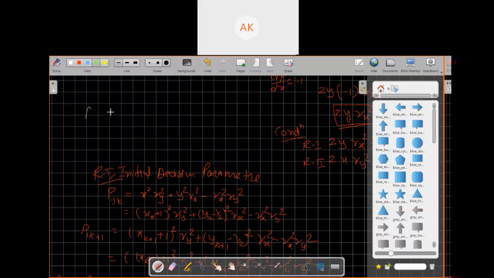What is the formula of a circle when your center is the origin? X square plus y square minus r square is equal to 0. This is the equation of a circle. So when we calculate the initial decision parameter pk, we put the value x square plus y square minus r square. So why am I writing this as the initial decision parameter, this as the decision parameter?